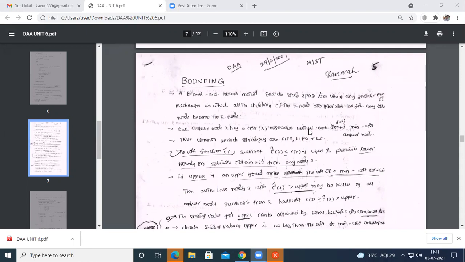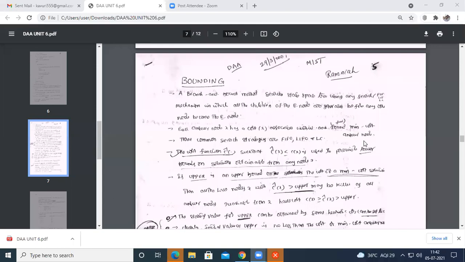So first you select the E node. That is, you select a live node, which becomes the E node to generate its children. To select the E node, that is, to select the live node, we use a cost function. Each answer node X has a cost c(X) associated with it, and we find the minimum cost answer node. So each answer node has some cost function, and using it we find the minimum cost answer node.